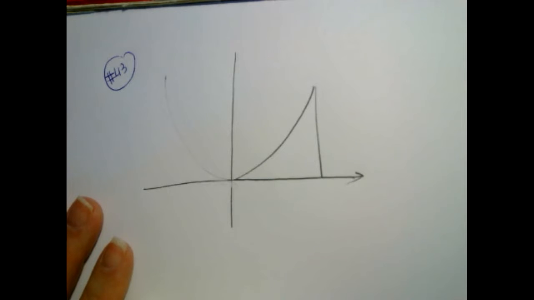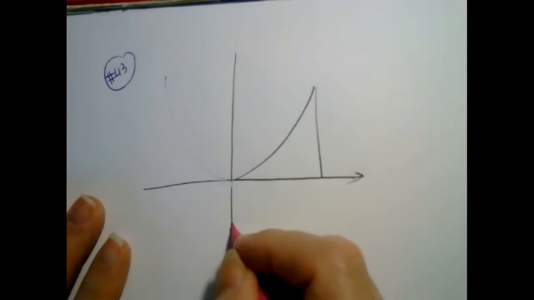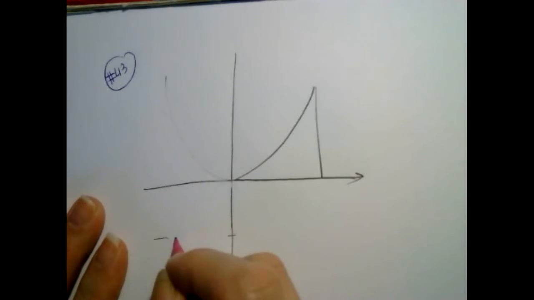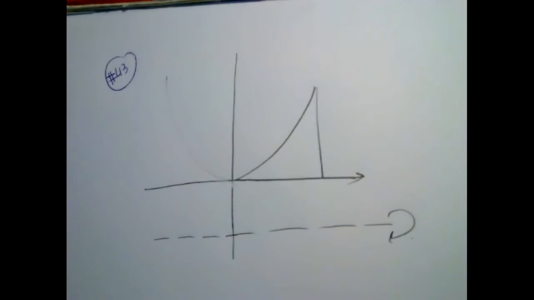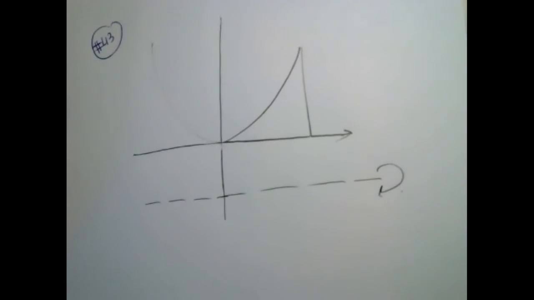Okay. And we're going to rotate this around y equal -2. That's the axis of rotation, okay? And the question is, use the shell method. So I want you to practice the shell method in this problem.